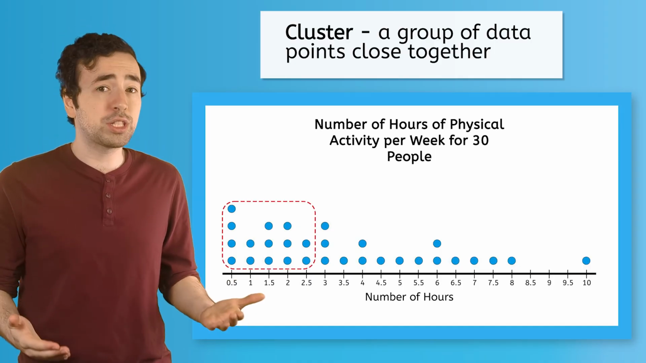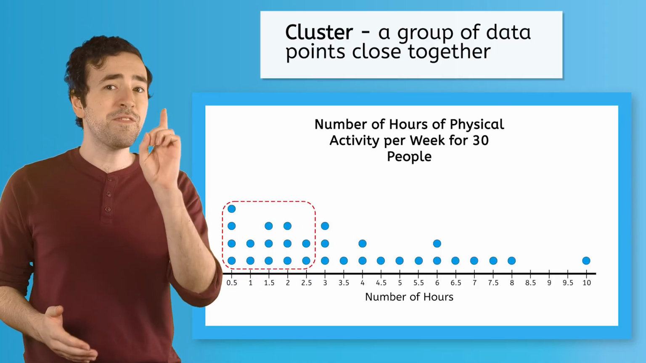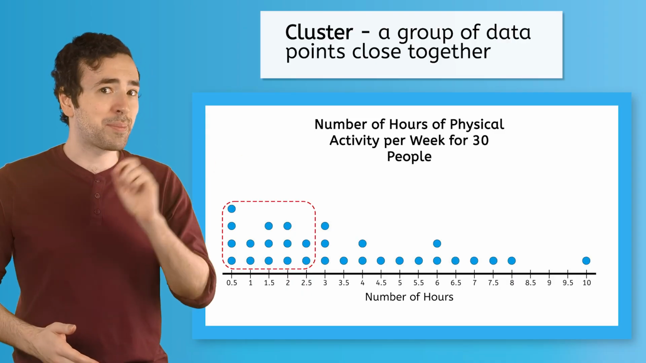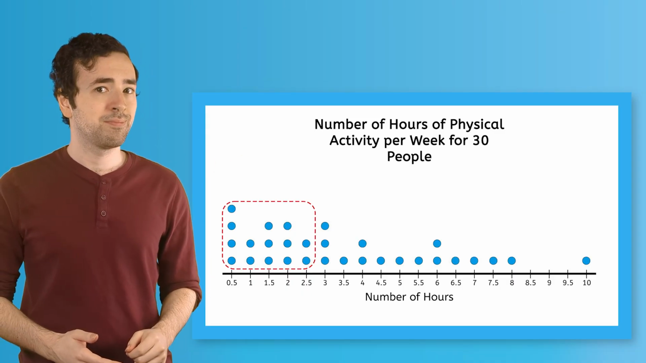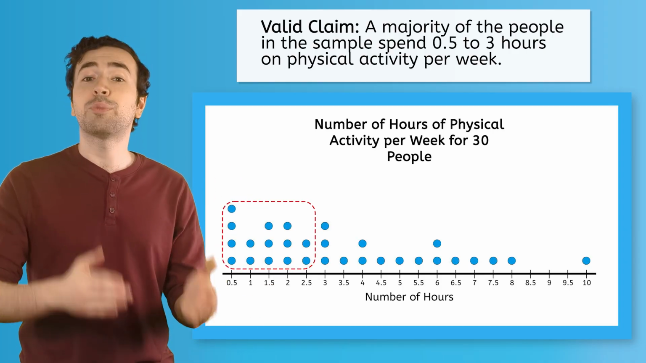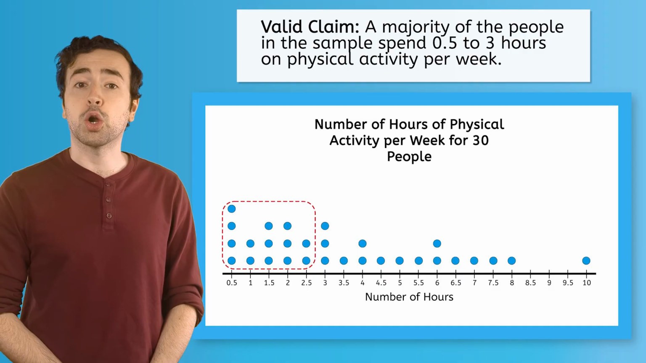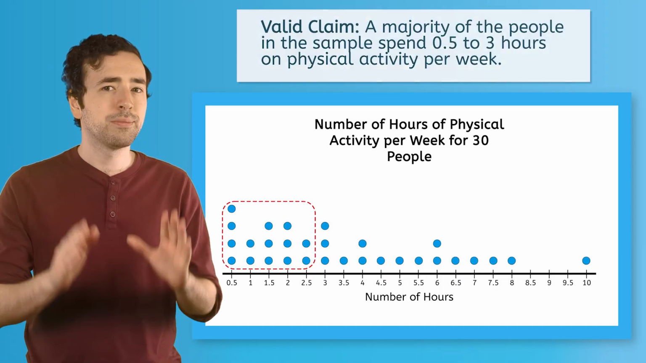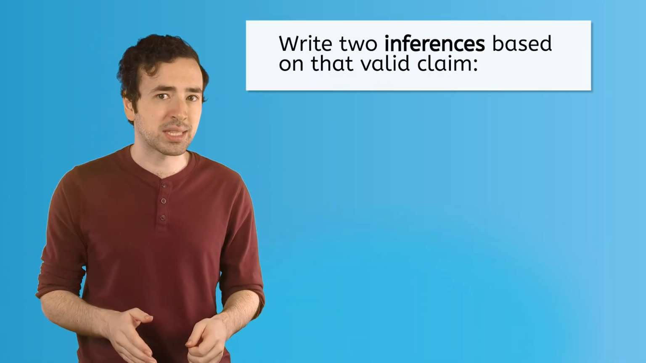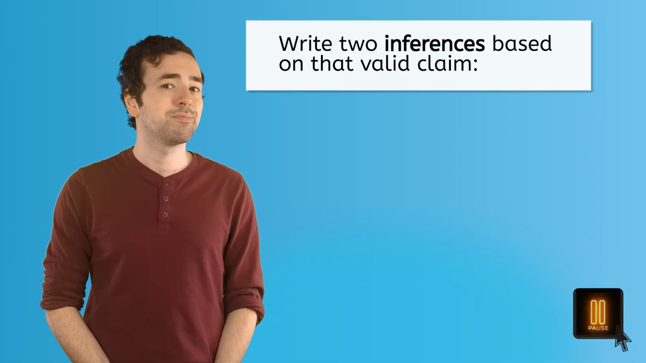It seems that most of the dots are from 0.5 to 3 hours. What's a valid claim we can make about this? We can say a majority of the people in the sample spend 0.5 to 3 hours on physical activity per week. Now, take a moment to write 2 inferences based on that valid claim. Pause the video now.